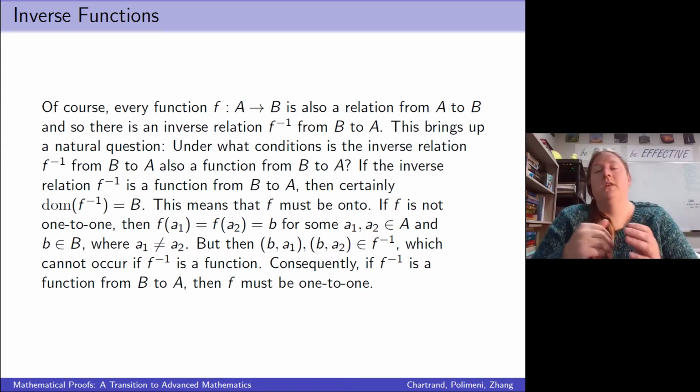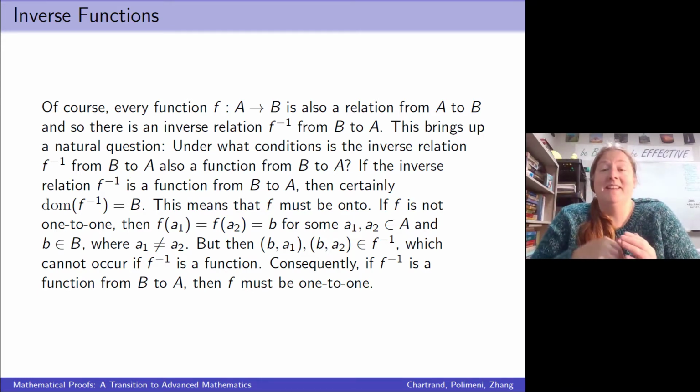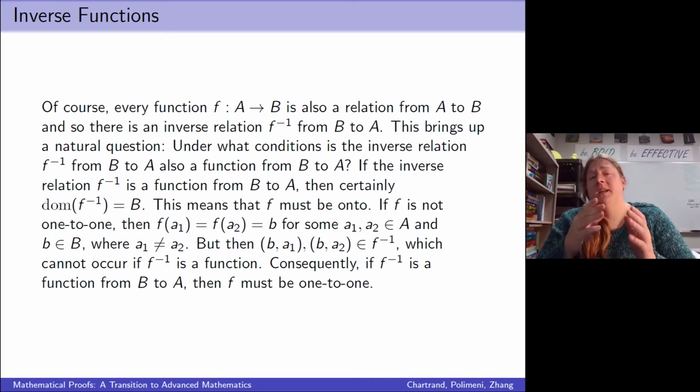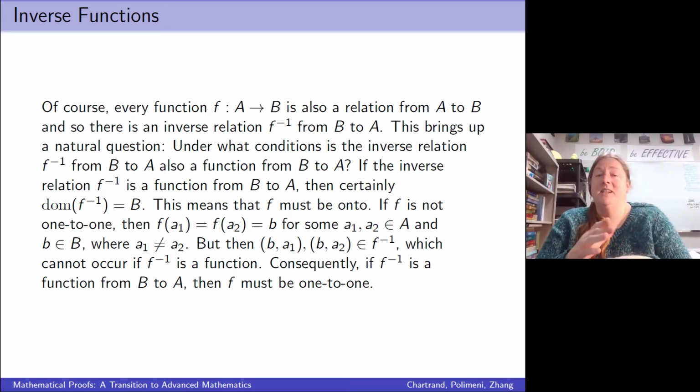Well, also, if we think about the case where f is not a one-to-one function, or not injective, then we have the case that f(a1) equals f(a2), which equals b, for some a1 and a2 in A and b in B, so a1 is not equal to a2. Well then, if we think about the elements in the inverse relation, we have elements (b, a1) and (b, a2). Now remember, a function takes every element in the domain and maps it to a unique element in the codomain. So since (b, a1) and (b, a2) are both a part of the inverse relation, and a1 does not equal a2, then our inverse relation is not a function. So that means that f must also be one-to-one if our inverse is going to be a function.